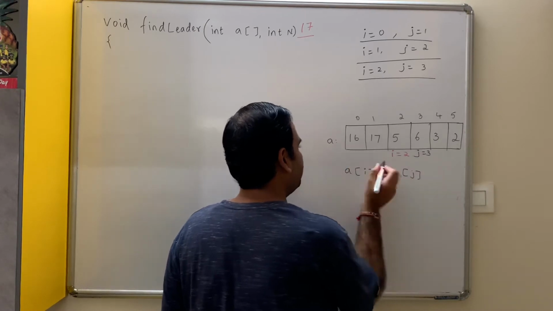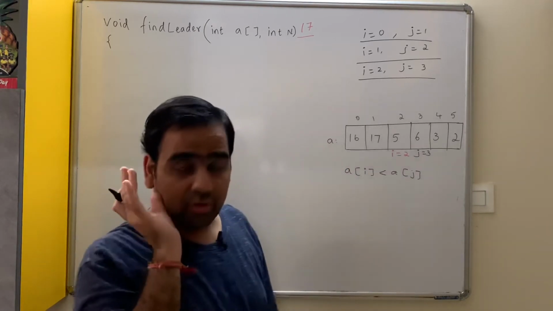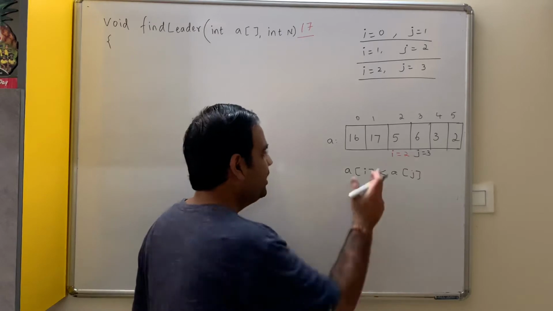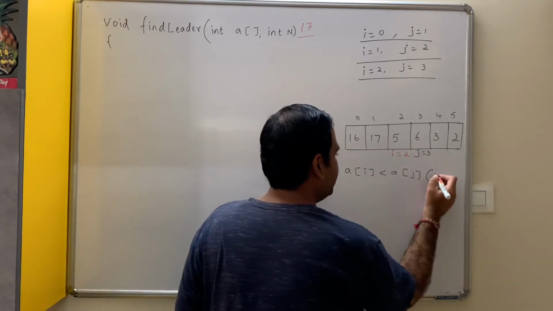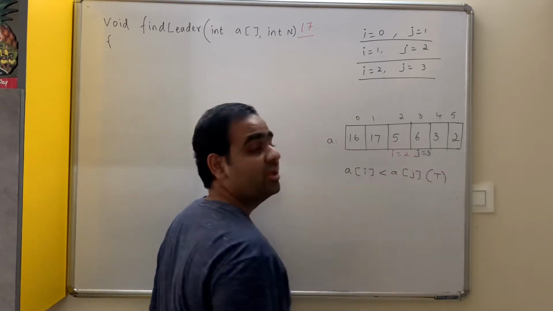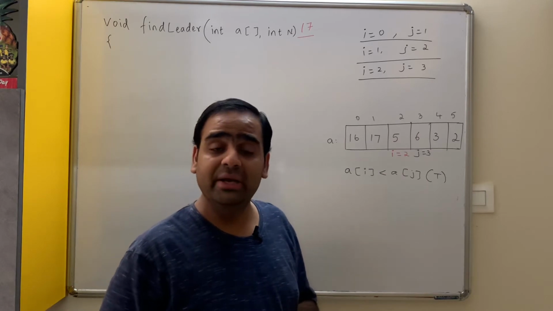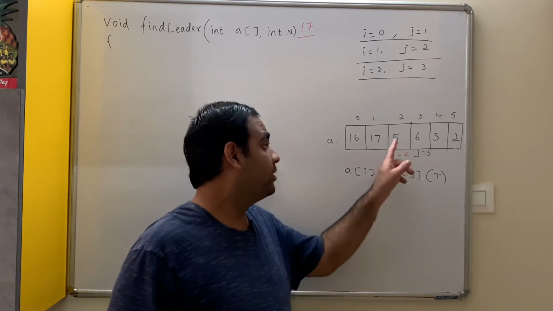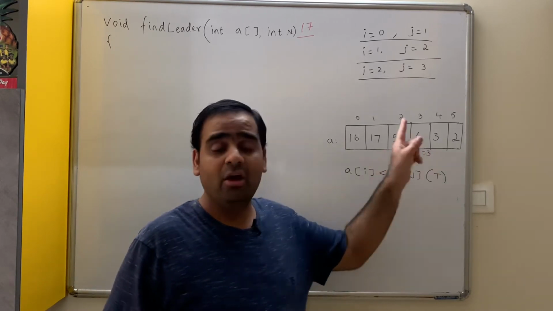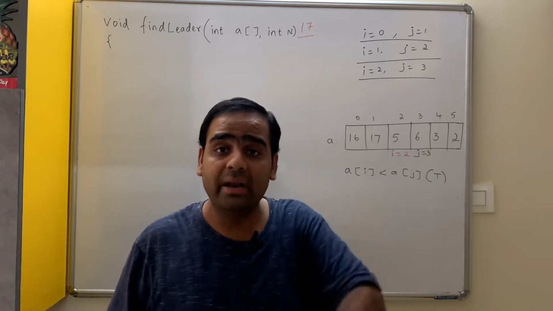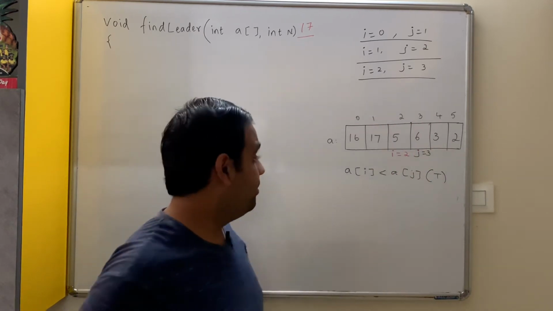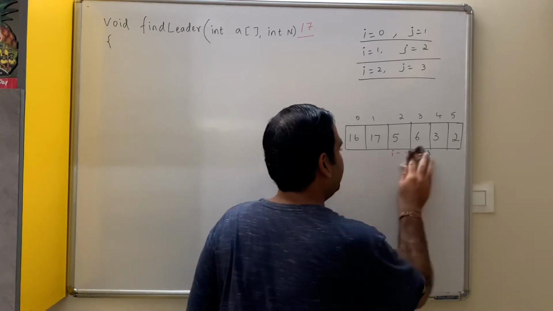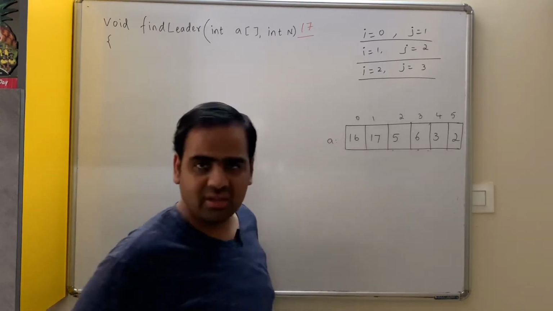Again you have to assume 5 is the leader. I did not write that. That's okay. A of i less than a of j. The condition is true. That means the assumption of 5 being leader is false, because there exists an element greater than 5 on the RHS subarray. Therefore, 5 cannot be the leader. You stop the procedure then and there.